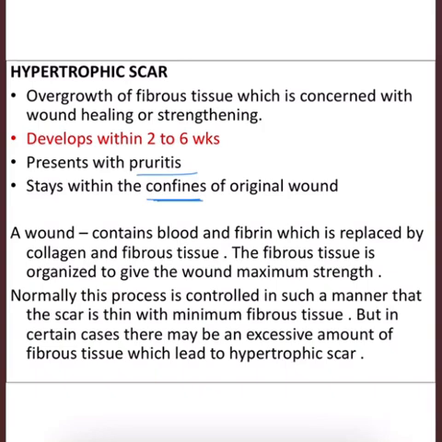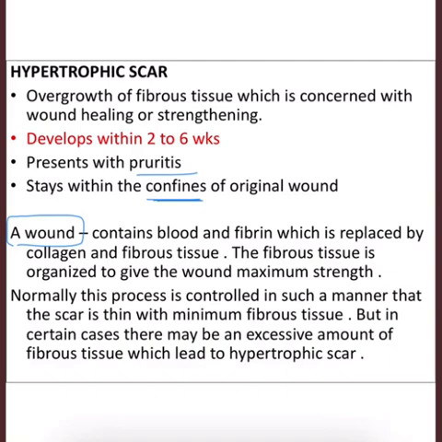Now the definition of the wound. The wound contains blood and fibrin, which is replaced by collagen and fibrous tissue. Fibrous tissue is organized to give maximum strength. It's wound healing. Normally this process is controlled in such a manner that the scar is thin with minimum fibrous tissue. But in certain cases, there may be an excessive amount of fibrous tissue which leads to hypertrophic scar.